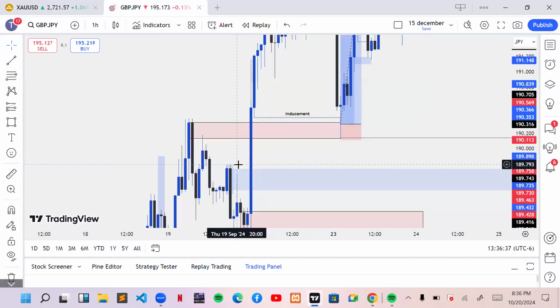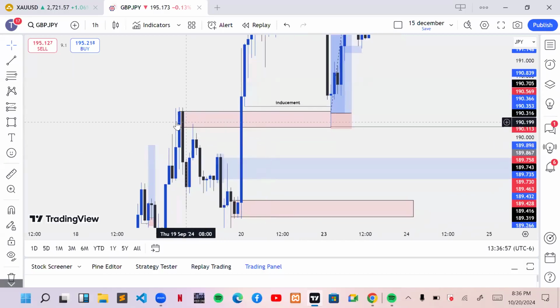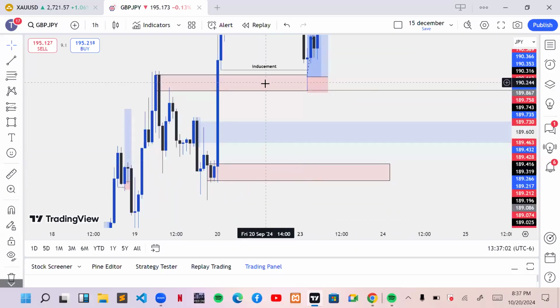Second rule says it has to have liquidity or inducement. Our inducement is present. Third rule says the point of interest needs to be unmitigated, meaning that price must not have touched that point of interest after the shift in market structure or break of structure. The inducement is right here. Our breaker block was never mitigated during the first pullback. So this breaker block is valid to be used as entry, and this other block down here is also valid to be used as entry.